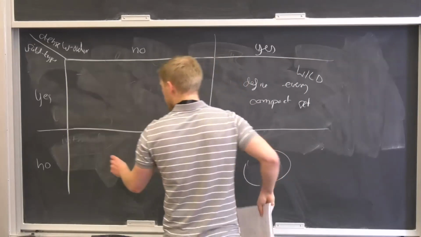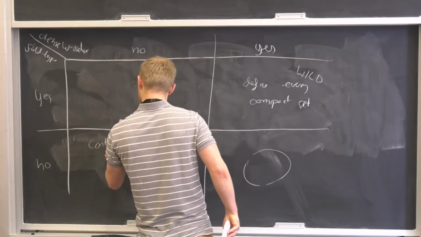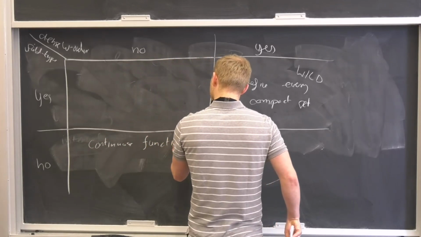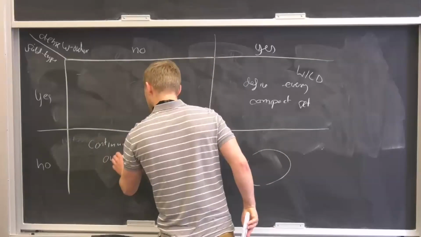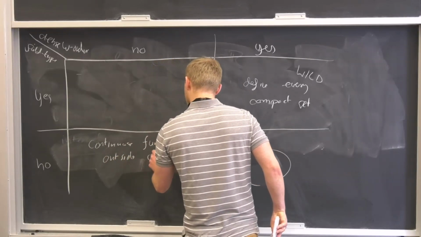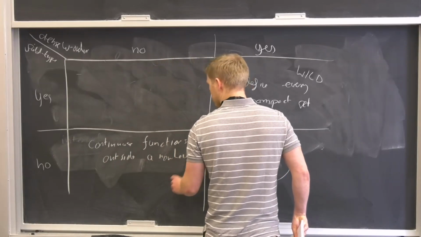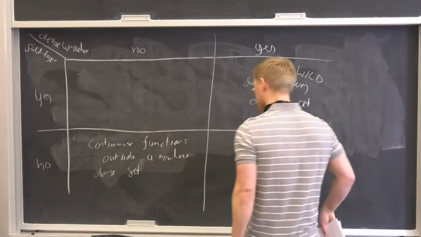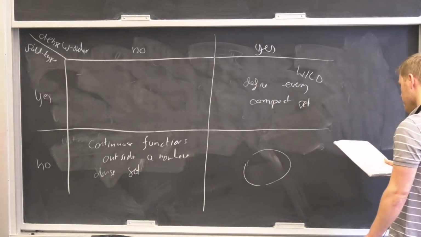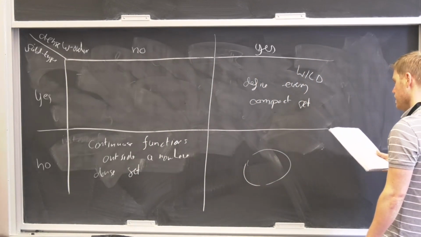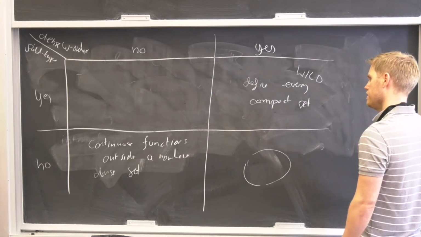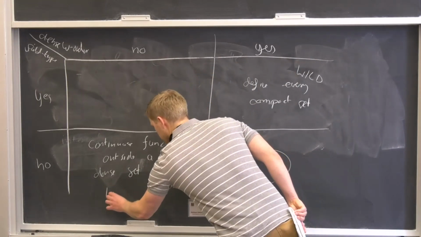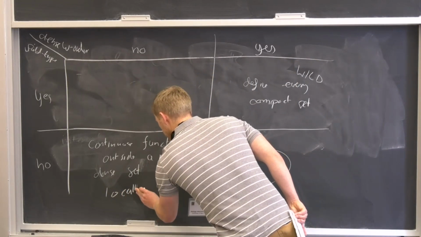And the result you get here is that continuous functions outside a nowhere dense set are locally affine. Okay, let me make that statement precise in just a second.